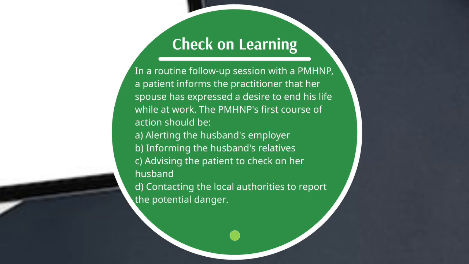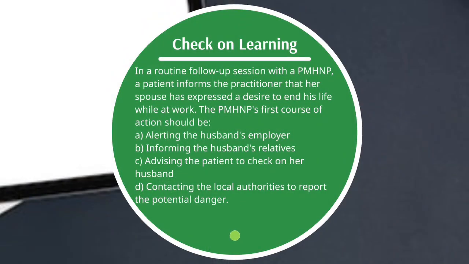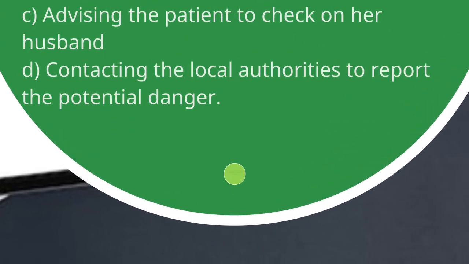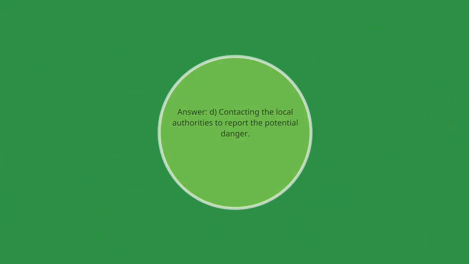The best answer choice is contacting the local authority to report the potential dangers. And again, you can never be wrong with calling the police. There could be other better options, but you can never be wrong with calling the police. It is your right. You don't need anyone's permission, and there's always a safety net to do that.